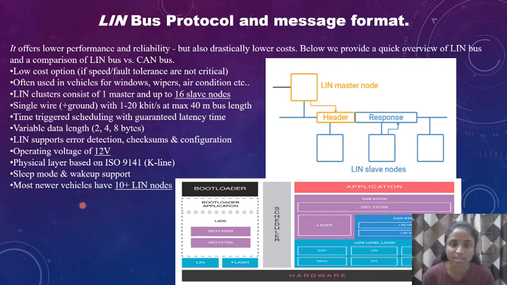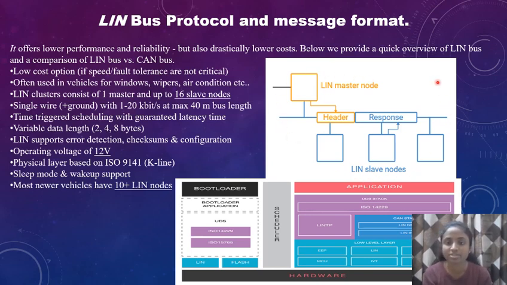A LIN cluster consists of one master and up to 16 slave nodes. It uses a single wire with 1 to 20 kilobits per second at a maximum 40-meter bus length. It has time-triggered scheduling with guaranteed latency time, and variable data length, that is 2 to 8 bytes. LIN supports error detection, checksum, and configuration.